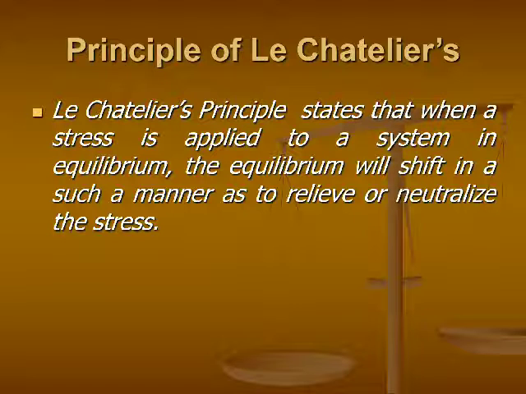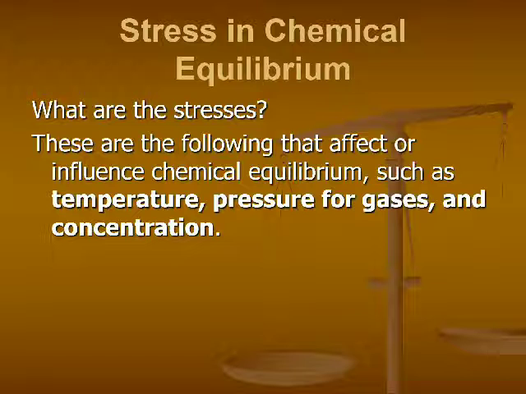It states that when a stress is applied to a system at equilibrium, the system will shift in such a manner as to relieve or neutralize the stress. In our life we also have stressors, and if we connect it to chemical equilibrium, there are also a lot of stresses happening on it. So what are the stresses? These are the following that affect or influence chemical equilibrium: temperature, the pressure of gases, and the concentration. We will be learning these one by one.